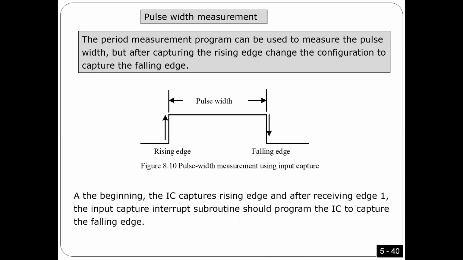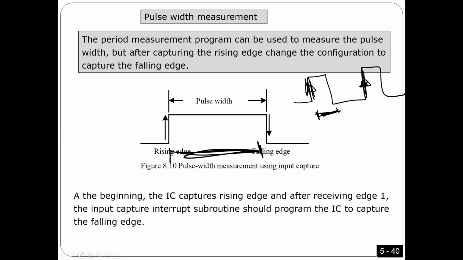Okay. Let me tell you something interesting. What I explained so far is how you can calculate the time from here to here. That is why I programmed output compare to capture only rising. Is that okay? Now, what if I want to measure only from here to here? What would I do?